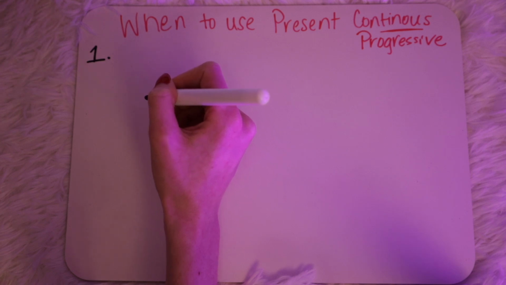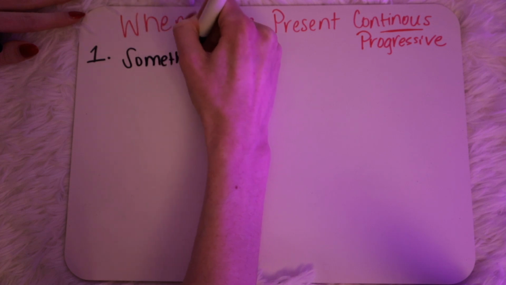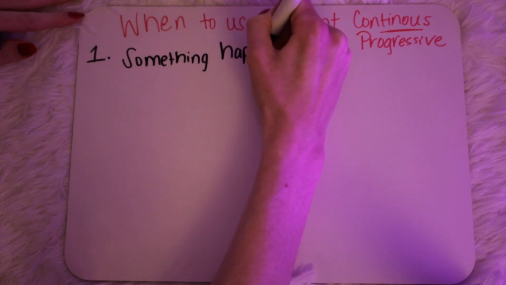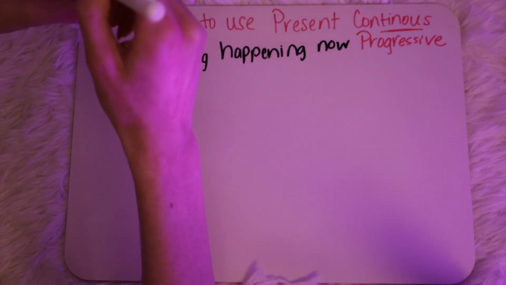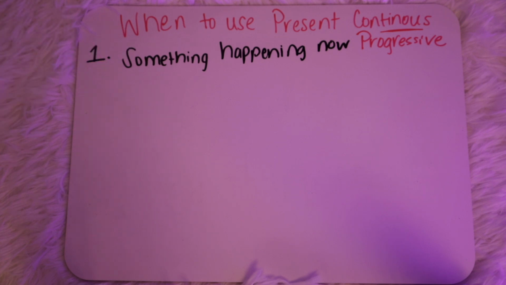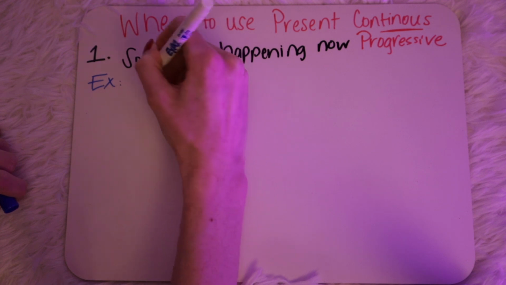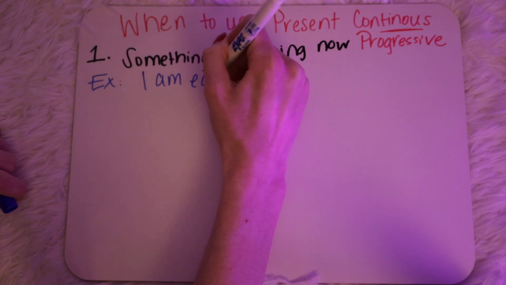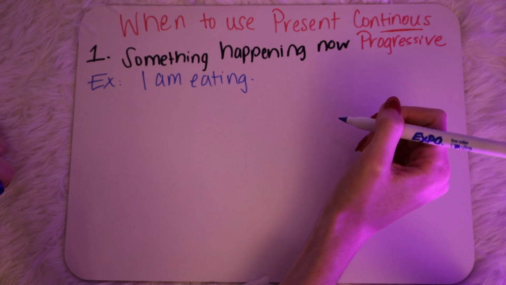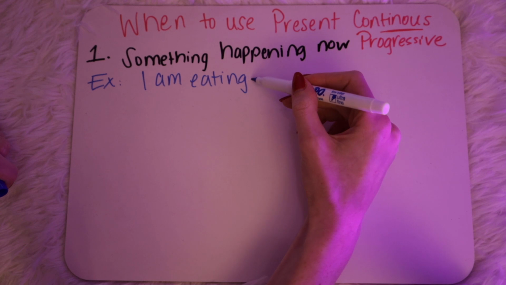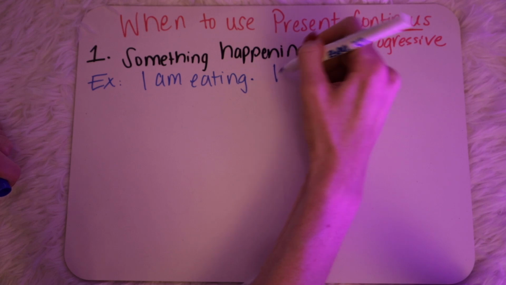Okay, number one, when something is happening right now. For example, I am eating. If I am eating right now in this moment, I could say this sentence in the present continuous. I'm not eating right now, but this is just an example.